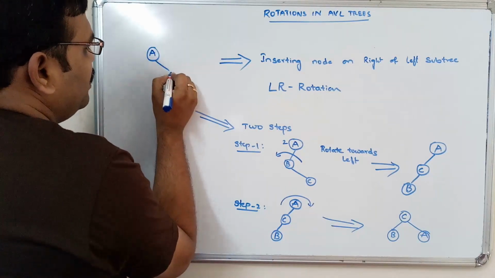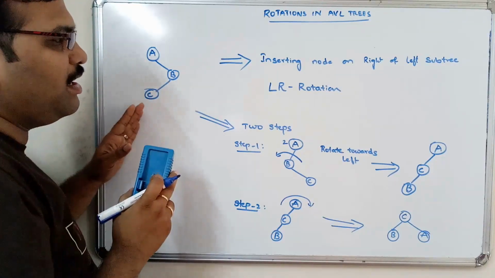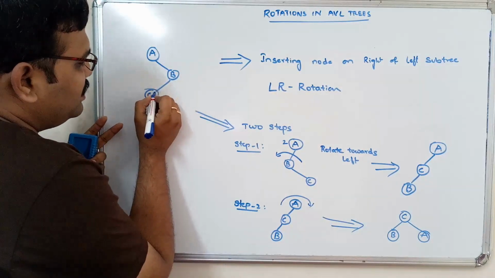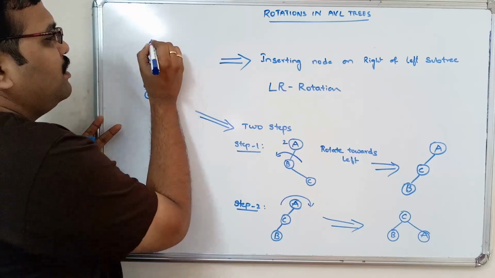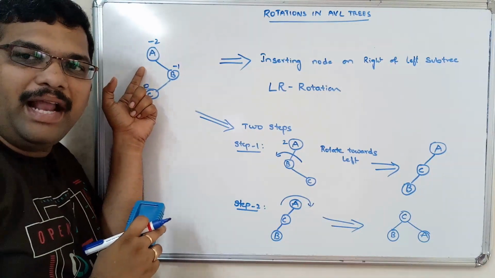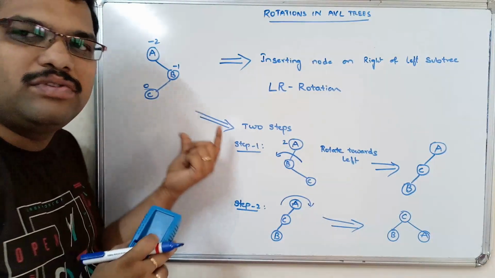See, there is one more thing, A, B and C. So this is the next condition. So here we can see that the balancing factor for C is 0, for B is -1, for A is -2. Again, at the node A it is imbalanced, right? So in such a case this is also a two-step process.